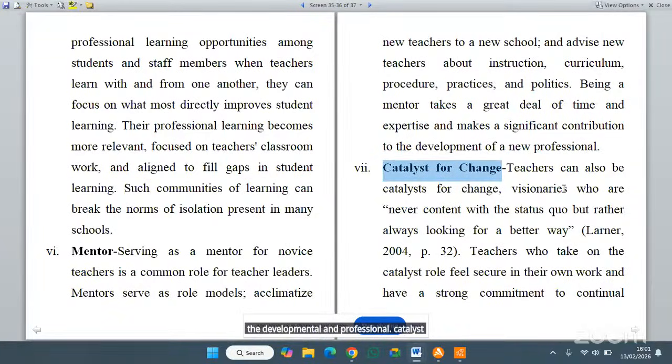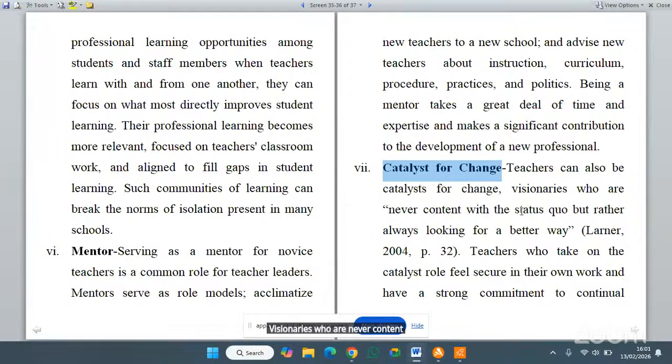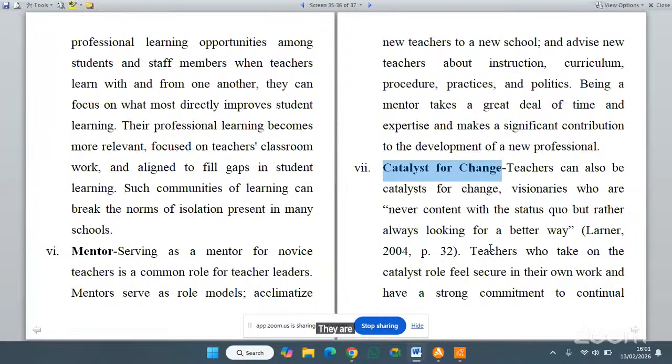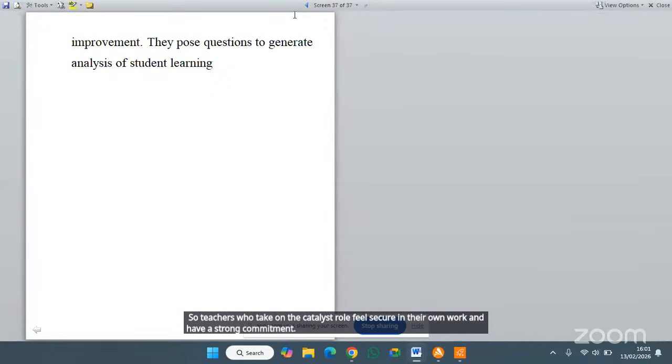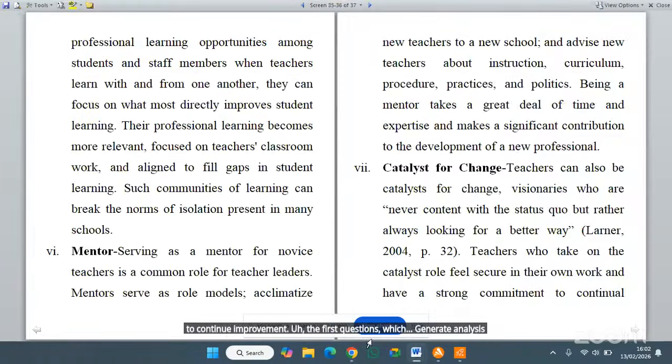Catalyst for change. Teachers can also be catalysts for change. Visionaries who are never content with the status quo, but rather always looking for a better way. They are always in search of solutions to improve learning, to improve society. So teachers who take on the catalyst role feel secure in their own work and have a strong commitment to continual improvement. They pose questions which generate analysis of students' learning.